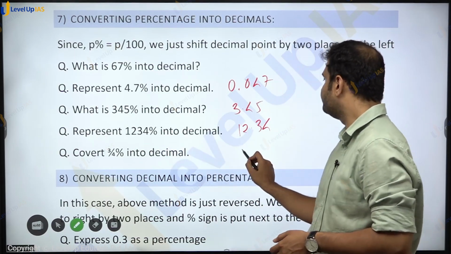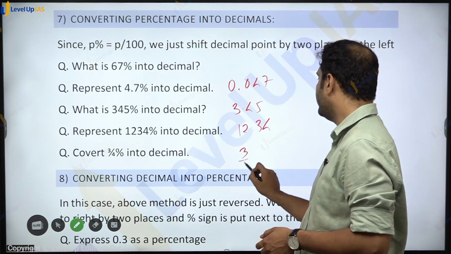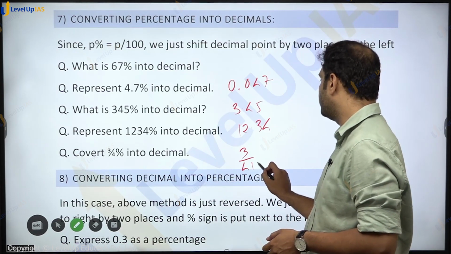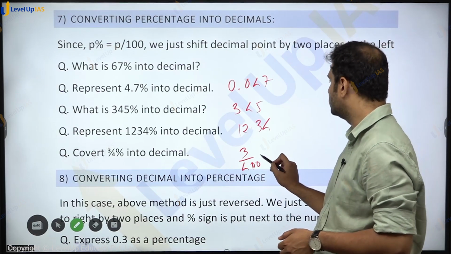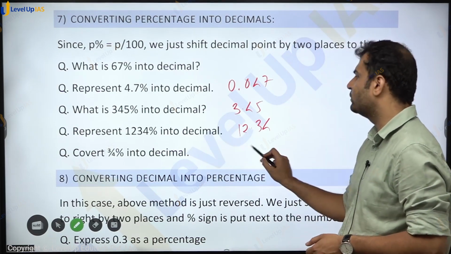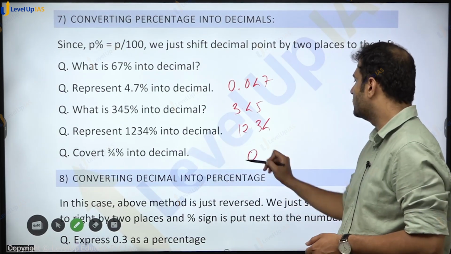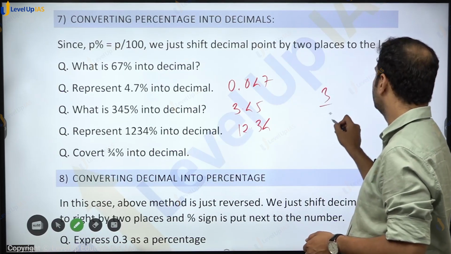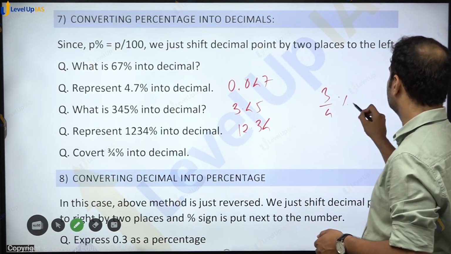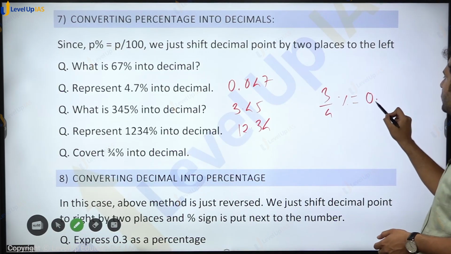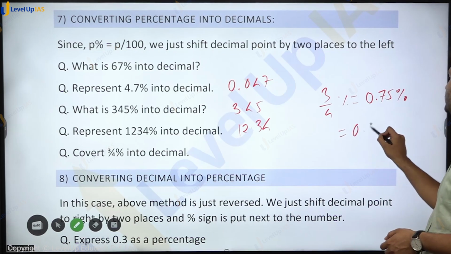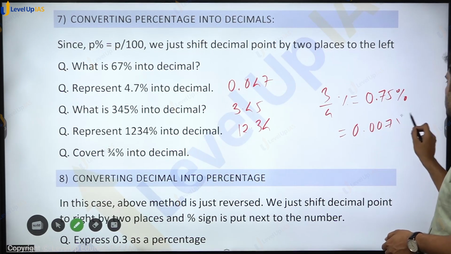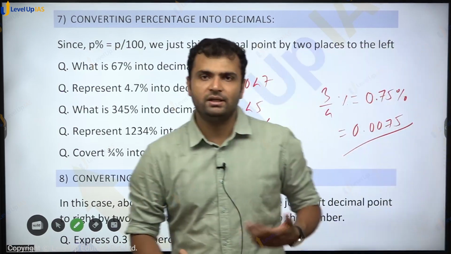3/4% would be 3/4 divided by 100. So 3/400, which is equal to, or you can convert 3/4 firstly into decimal. 3/4 is what? 0.75%, which is equal to 0.0075. Correct? That is the answer.